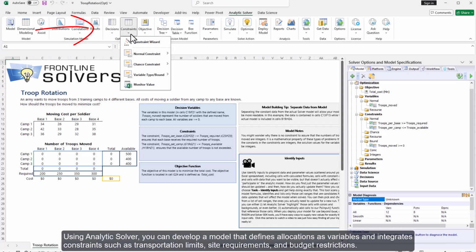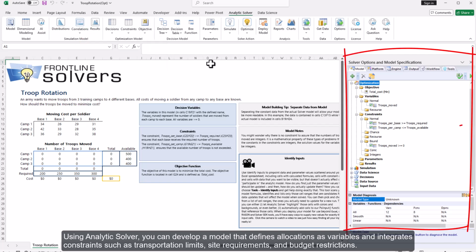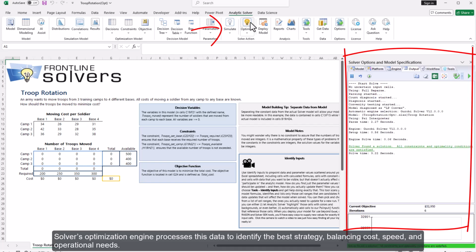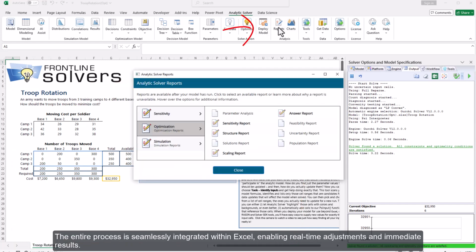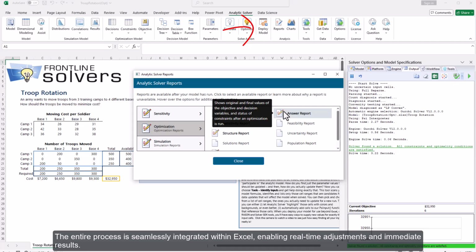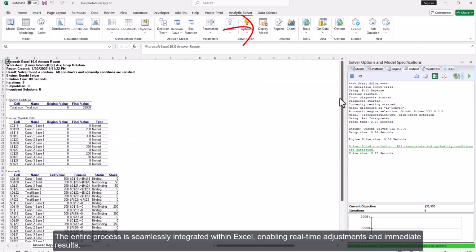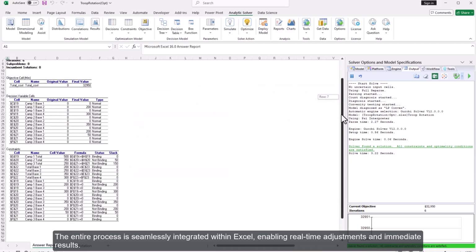Using Analytic Solver, you can develop a model that defines allocations as variables and integrates constraints such as transportation limits, site requirements, and budget restrictions. Solver's optimization engine processes this data to identify the best strategy, balancing cost, speed, and operational needs. The entire process is seamlessly integrated within Excel, enabling real-time adjustments and immediate results.